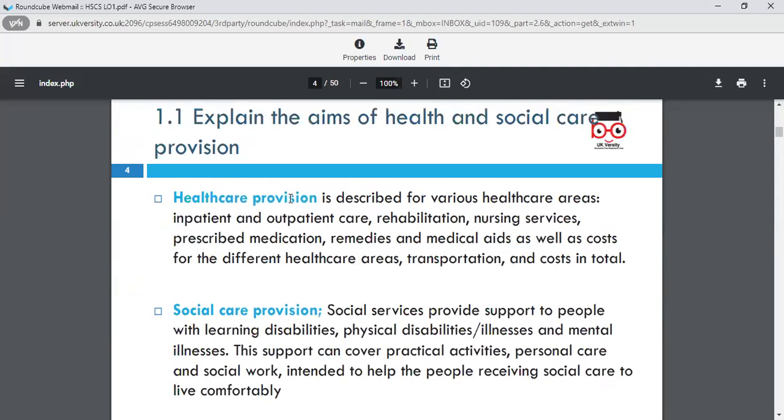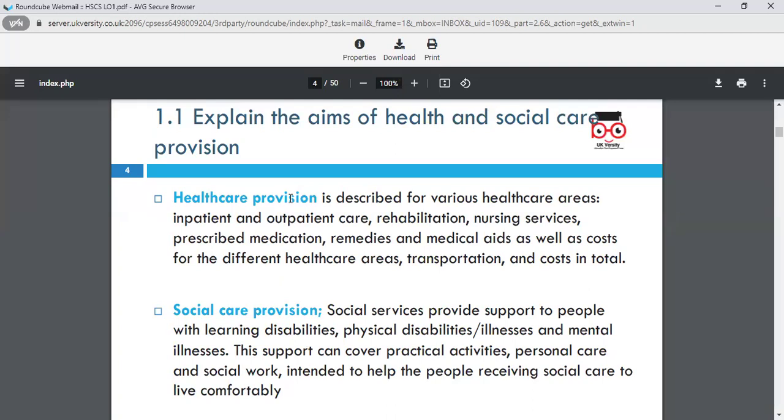So here we explain the aims of health and social care provision. Healthcare provision is described for various healthcare areas such as inpatient and outpatient care, rehabilitation, nursing services, prescribed medication, remedies, medical aids, costs for different healthcare areas, transportation, and costs in total. This is healthcare provision and the various domains within it. It provides healthcare in different domains. Sometimes you might need nursing services, or sometimes you may have to use rehabilitation services. It depends upon what type of service you require.